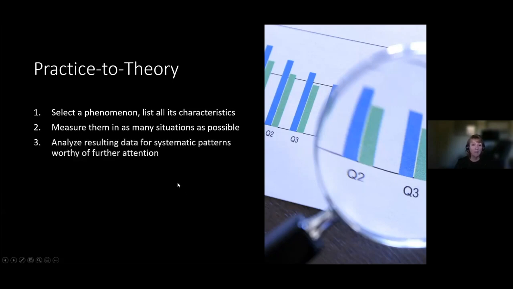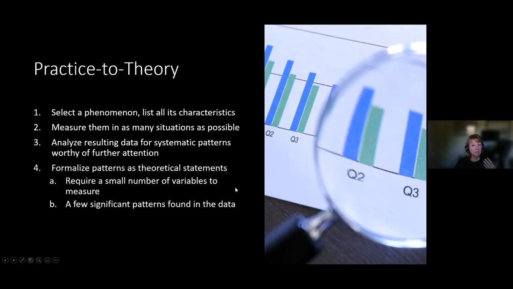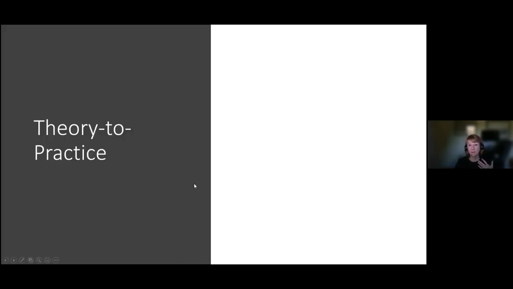Then analyze the resulting data for systematic patterns worthy of further attention. And again, when I say data, it could be qualitative data. It doesn't have to be numbers, but what did you learn from talking to these managers in different places? Is there something systematic going on that's interesting? And then you formalize those interesting patterns as theoretical statements with constructs and boxes and arrows for relationships and the why. So what are those significant patterns? And then you would try to contextualize them and think about the conceptual boundaries as well.